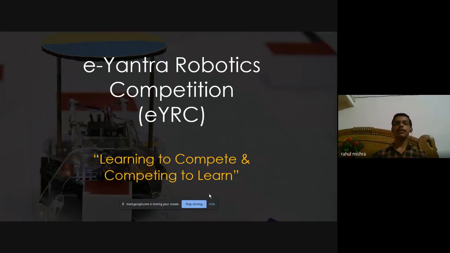So what's special about this is that on the very first day of eYantra, we get our theme. They have various themes, for example survey and rescue, supply board, and bipedal patrol fish. These are quite interesting.